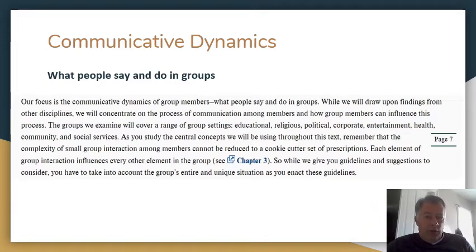We don't need to read this whole paragraph here, but the text says our focus is the communicative dynamics of group members, what people say and do in groups. While we'll draw upon findings from other disciplines, we'll concentrate on the process of communication among members and how group members can influence this process. I would just point out, this is on page 7 in the text, that you should make a point to see the phrase what people say and do in groups.